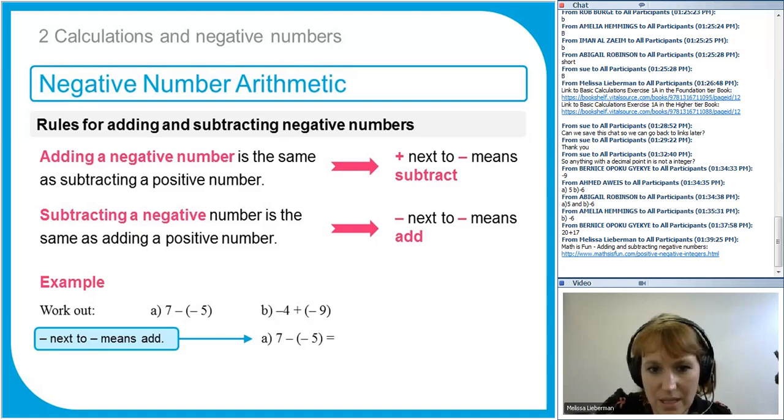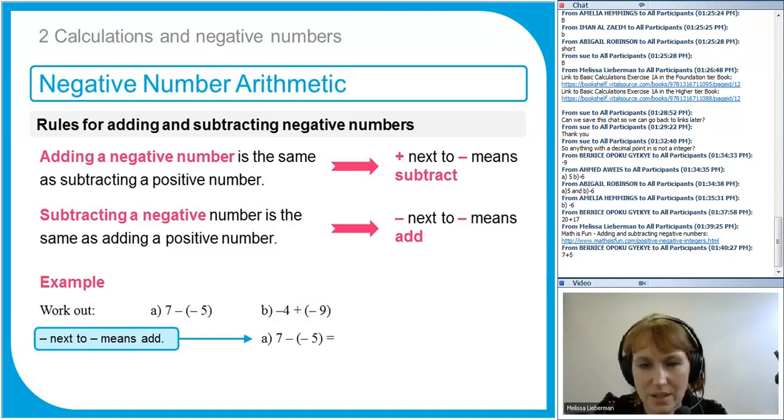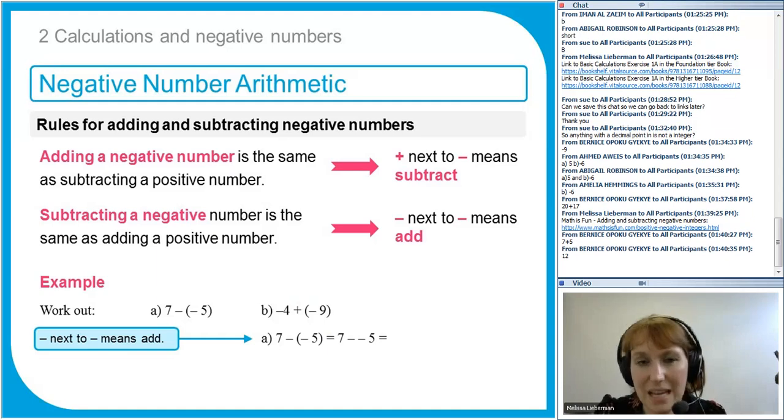So the first step, do it in a few steps. So you've got 7 minus negative 5. Get rid of the brackets. So 7 minus negative 5 like that. It looks a little bit less clear, but because you've got two negative signs next to each other, it's equivalent to adding. So actually write it down as 7 plus 5.